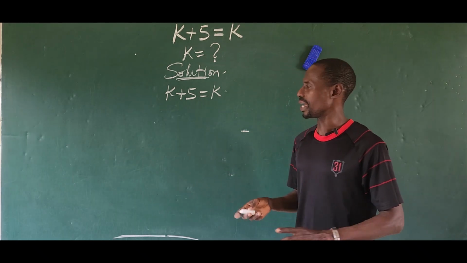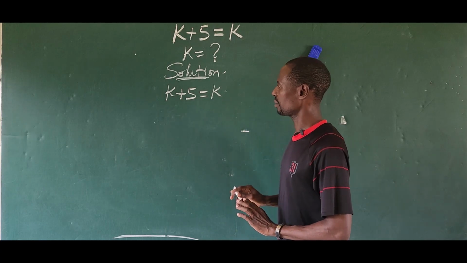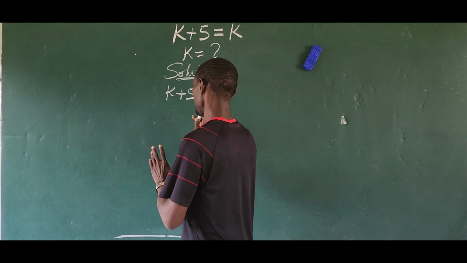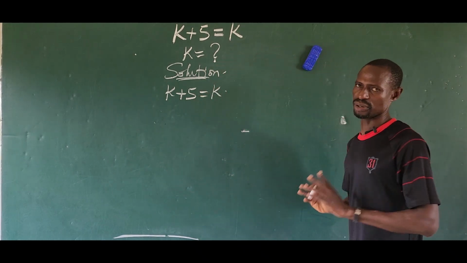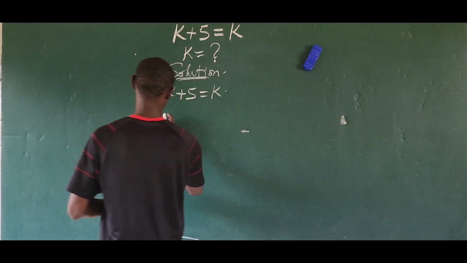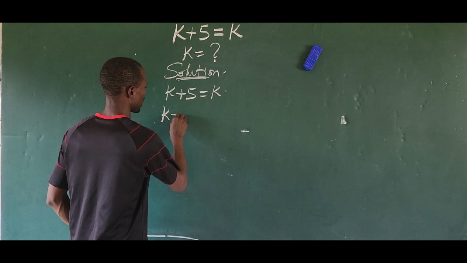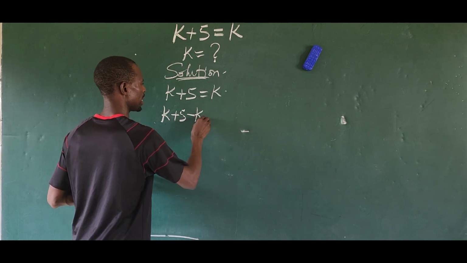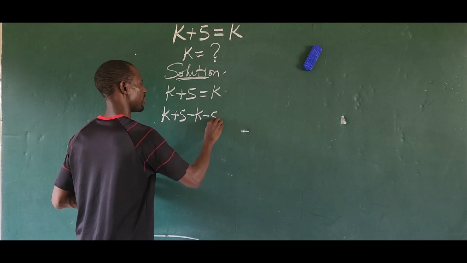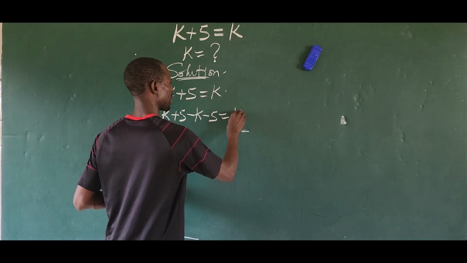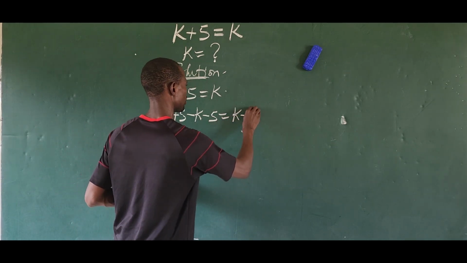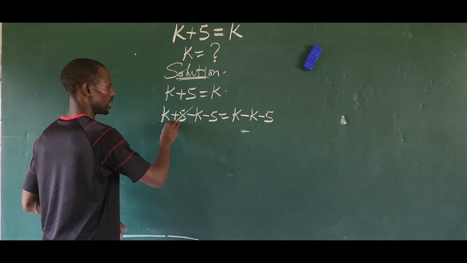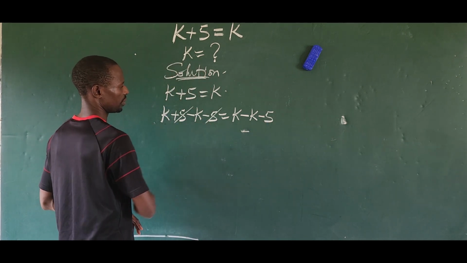So what we do here now, let's subtract k from both sides of the equation. Okay, and again subtract 5 from both sides of the equation. And so this is going to give us k plus 5 minus k minus 5 equals k minus k minus 5. So what happened? This and this will leave the system.